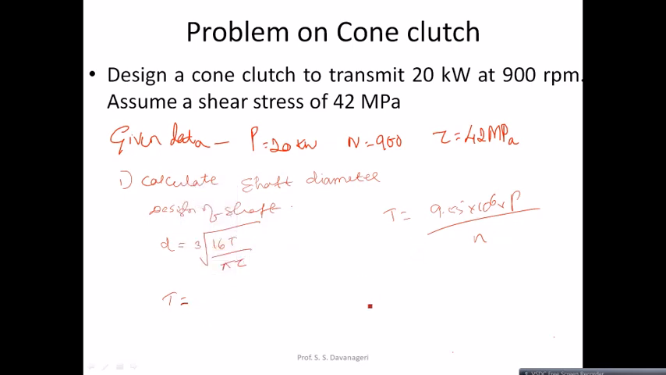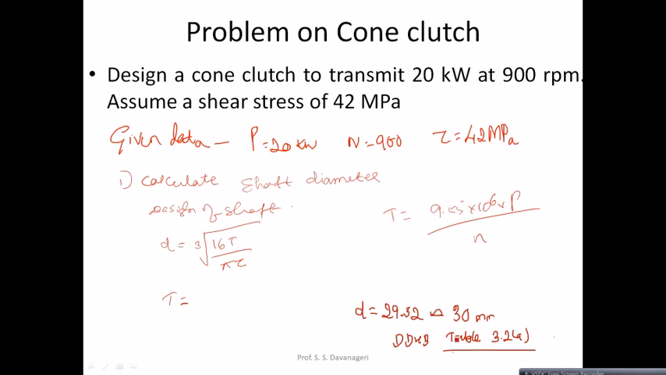Now once you get the diameter, if you calculate the diameter for this problem, you are going to get a diameter of 29.52. Go for a standard diameter, referring to the design data book, chapter number 3, I think table number 3.2a. You will get the standard diameters. Now let us take a diameter here of 30 mm.